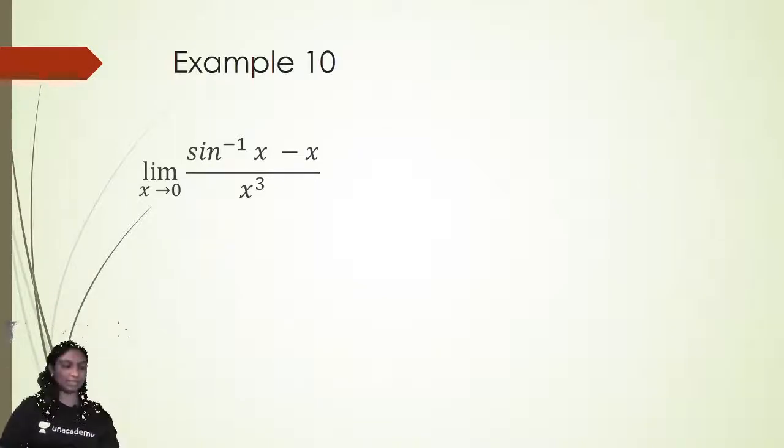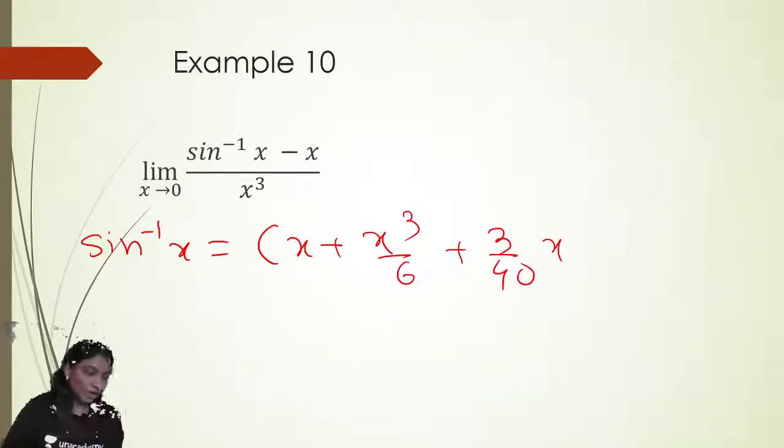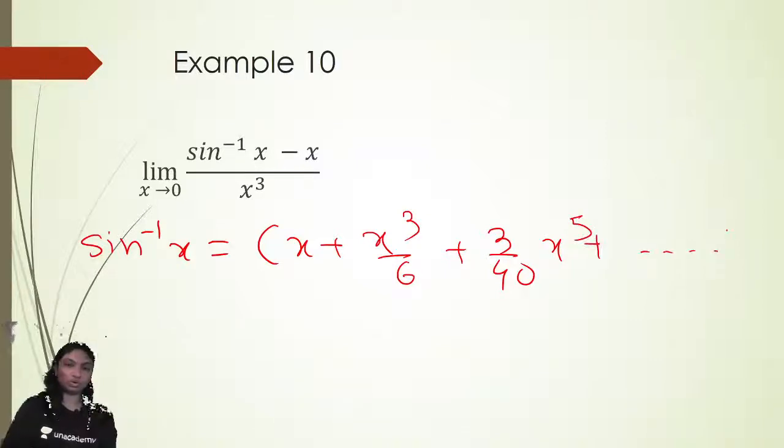Okay, the limit as x tends to 0 of (sin inverse of x minus x) upon x cube. Now here we will use the expansion of the function, by using Taylor series or Maclaurin series. You will get sin inverse of x equal to x plus x cube by 6 plus 3 by 40 x raised to 5 plus and so on. This is the series expansion of the function sin inverse of x.